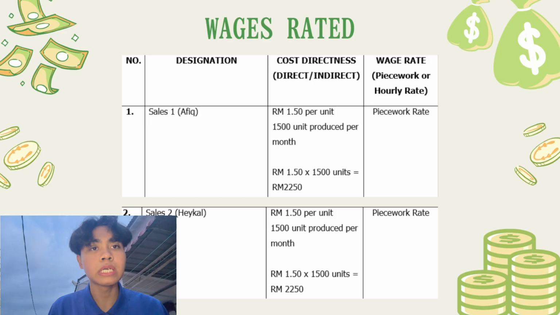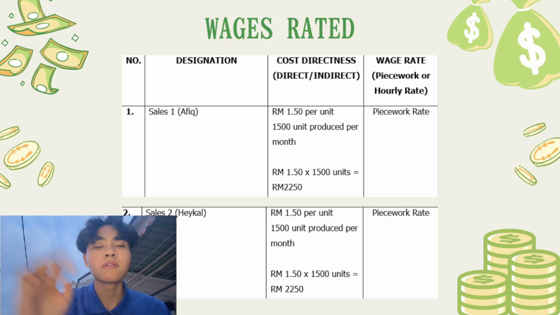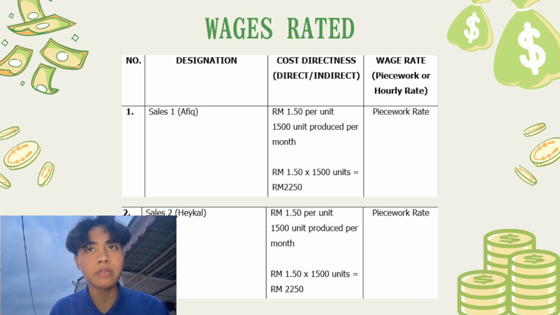And then we move to the sales 2, which is me, Hekal. For cost directness, 1 ringgit 50 cents per unit for 1,500 units produced per month. So the calculation is 1 ringgit 50 cents times 1,500 units equal to 2,250 ringgit. So for wage rate, Hekal is piecework rate.